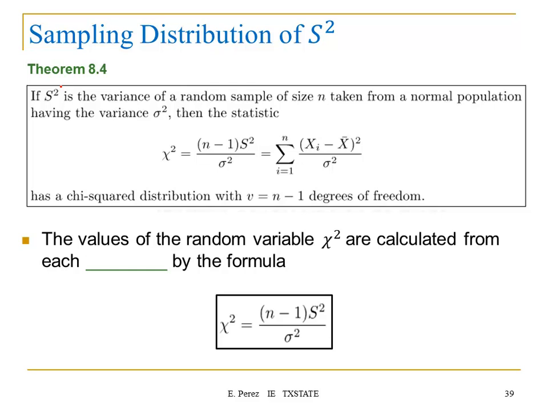And we can use that distribution to estimate probabilities based on the sample variance. That statistic is the chi-square. It's computed as here, n minus 1 times the sample variance divided by the population variance. And then that statistic chi-squared has a chi-square distribution with n minus 1 degrees of freedom. The values of the random variable chi-square are calculated from each sample by the formula n minus 1 times the sample variance divided by the population variance, which is the same as here.